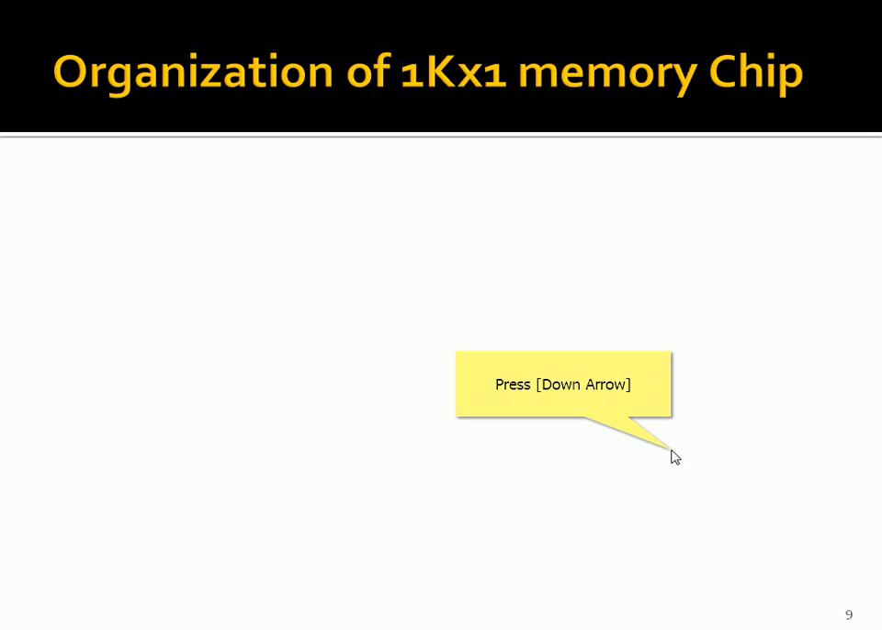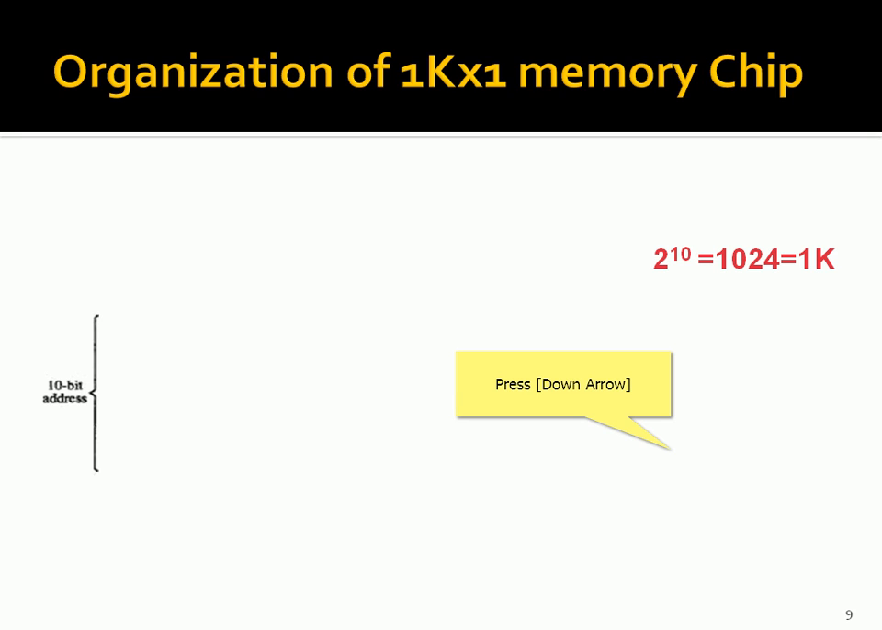So from this discussion, we are able to construct one more large memory, that is 1 kilobyte of memory. 1 kilobyte is 1024 memory locations, which we can easily identify with 2 power 10. So 10 address lines are required. With 10 address bits, 2 power 10, 1024 unique locations can be identified.